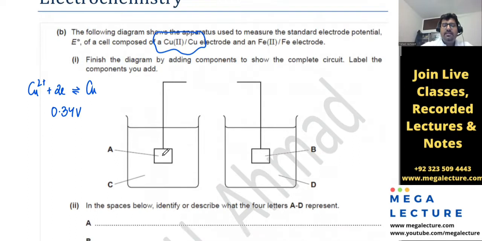How would you label this? What is this made out of? When you have a metal in equilibrium with metal ions, what is the electrode made up of? What is A? When a metal is involved, what do you make the electrode out of? Do you make it out of platinum or do you make it out of copper?